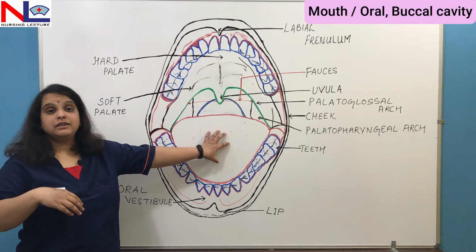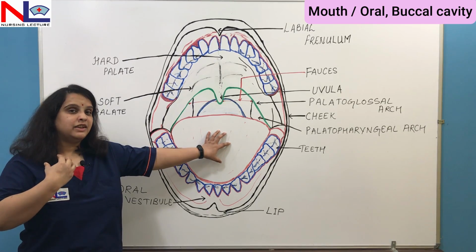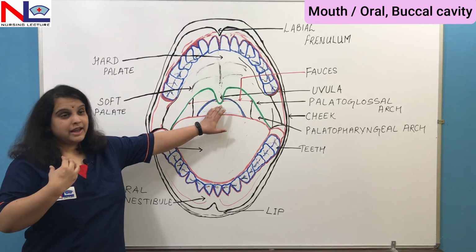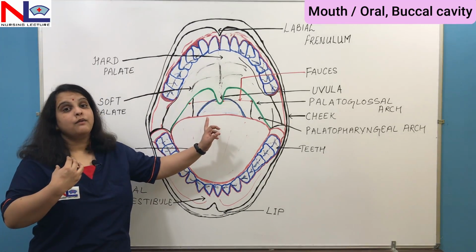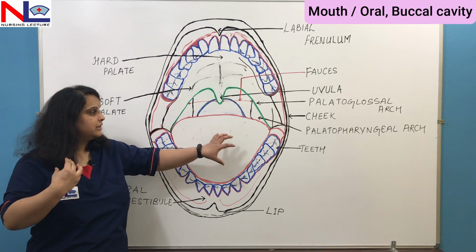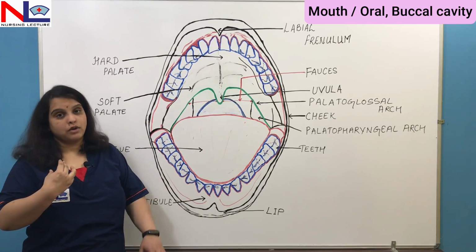After the food is chewed properly and mixed with various secretions, it propels backward into the pharynx, and this portion is called the fauces. So this opening from where the food passes into the pharynx, the oropharynx, is called the fauces.